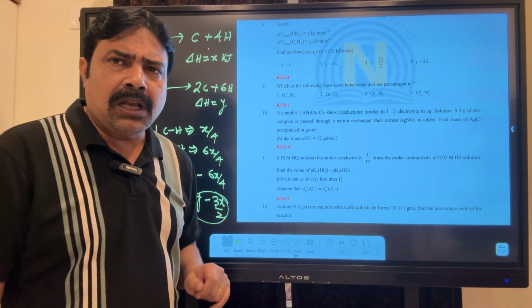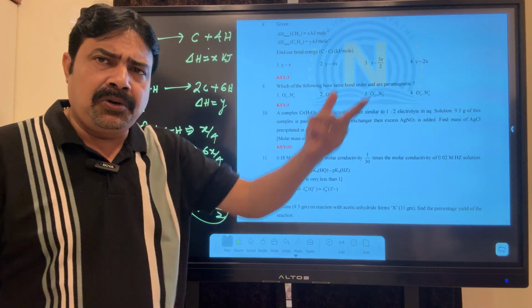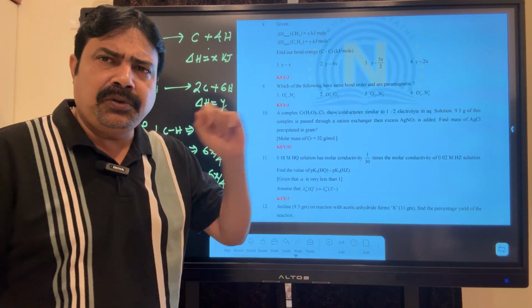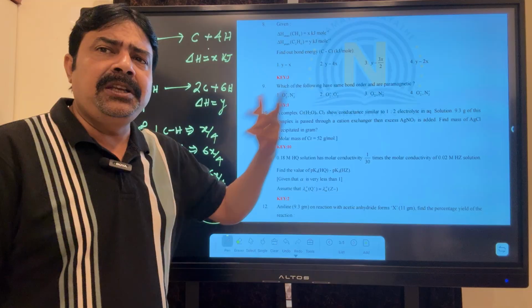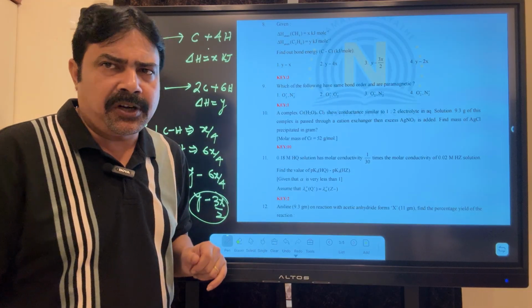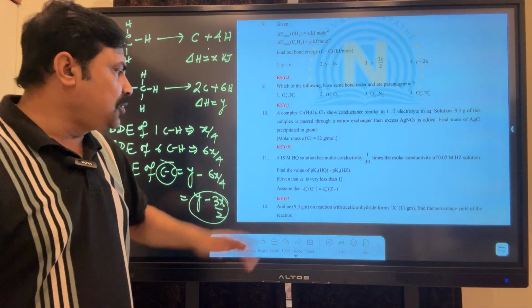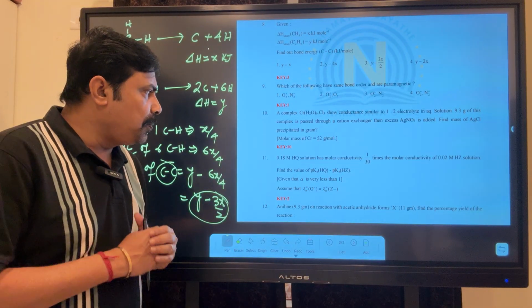Then given mass by molar mass is the number of moles. What will be the number of moles of complex? Double that amount will be the chloride. Multiplied by 2, you will get the moles of chloride. That many moles of AgCl will be precipitated. Multiplied by the molar mass of AgCl, 143.8, you will get your answer. Now the 11th question, I am giving the idea.